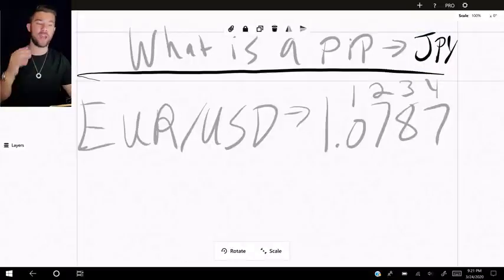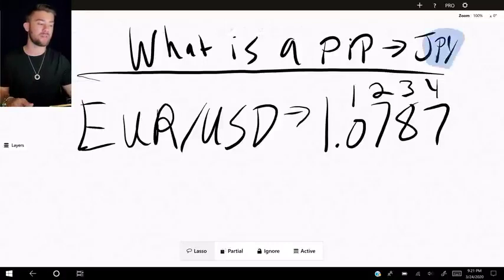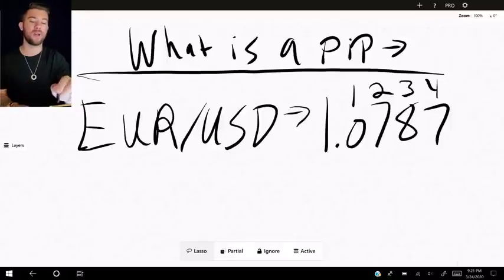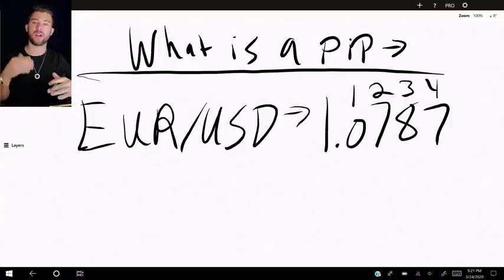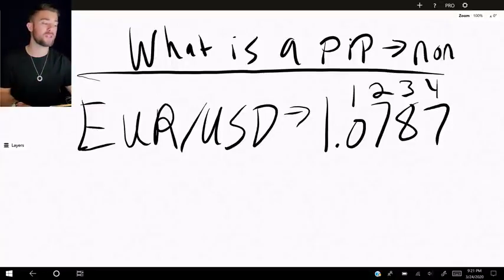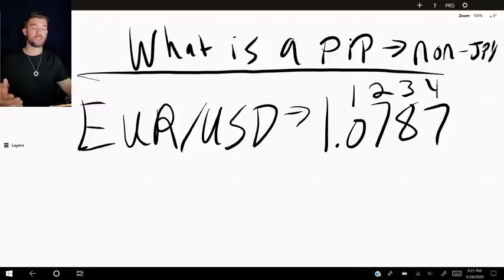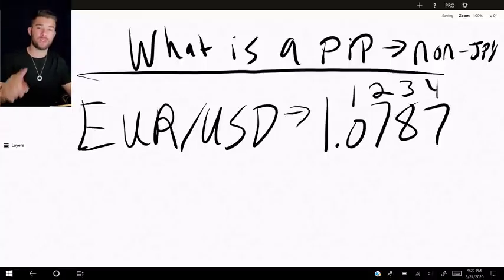This is a pip on every currency pair except yen pairs, which we're going to discuss in just a second. But for every other currency, this is what you're going to use. So this is what is a pip, non-JPY. For every currency pair that doesn't have JPY in it, the 4th decimal place is what is known as 1 pip. So we have the euro dollar at a value of 1.0787.